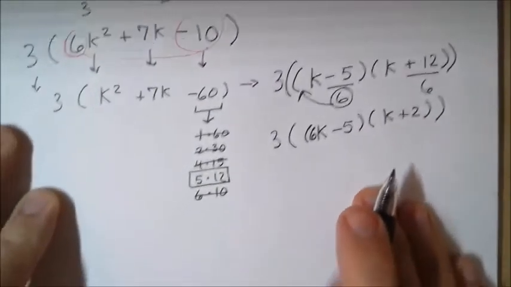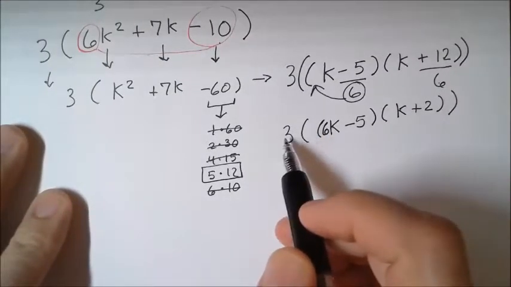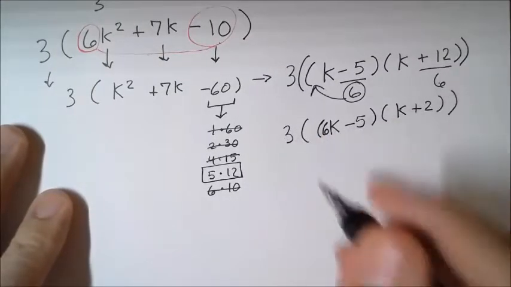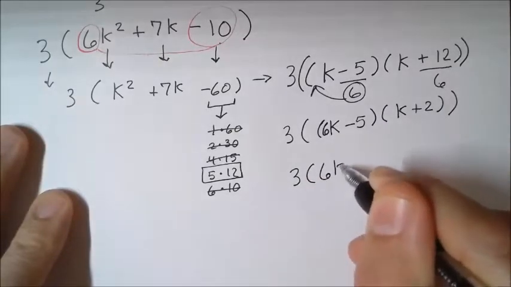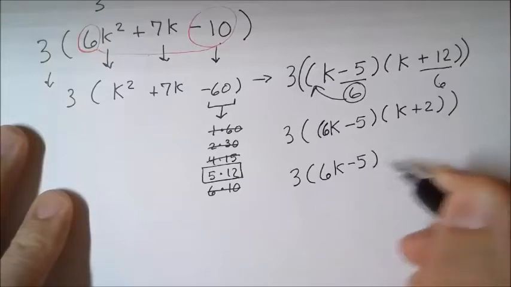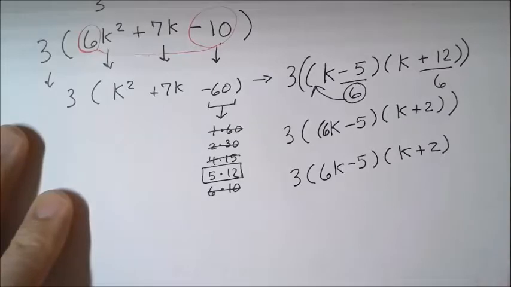Now, I kept this inside of the parentheses. I really don't have to do that at this point. This is the product, right? Anytime that we think about product, we're just multiplying it out. It doesn't matter the order. So I'm going to rewrite it as 3 times 6k minus 5 times k plus 2.